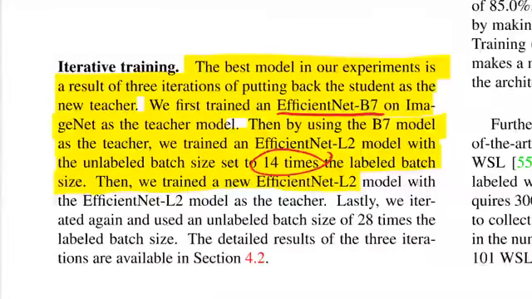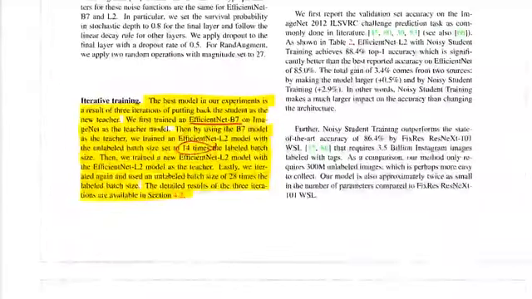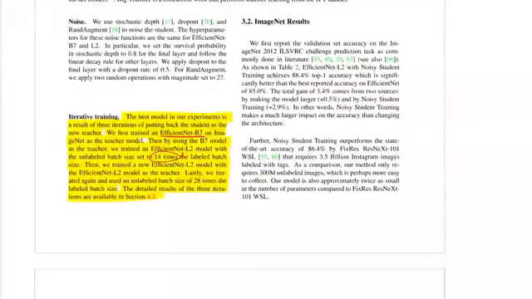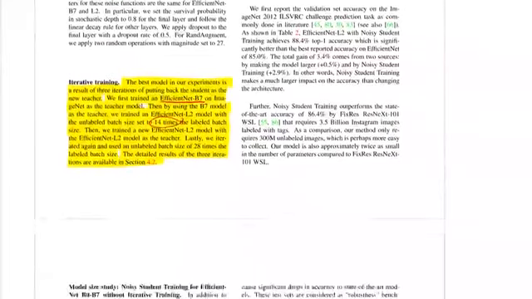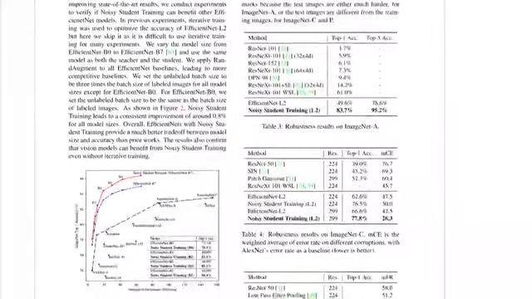Then we trained a new EfficientNet L2 model with the EfficientNet L2 model as the teacher. Lastly, we iterated again and used an unlabeled batch size of 28 times the labeled batch size, the detailed result of the 3 iterations, and so on. Okay, so you can see that it's a fairly complicated procedure, but you can gain and gain and gain by simply iterating on this procedure.